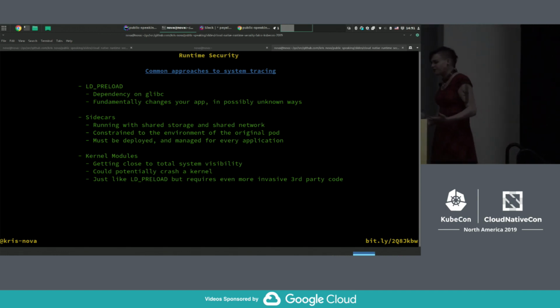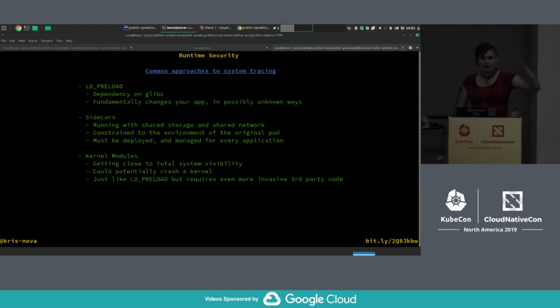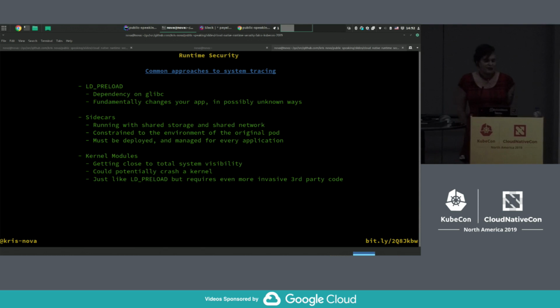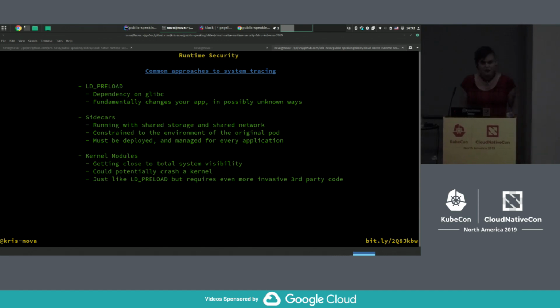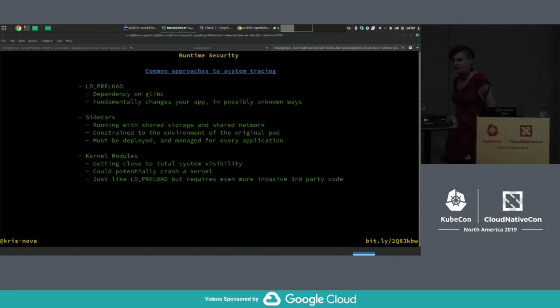There's a problem here. Who here has written Go? Okay, so Go doesn't use glibc, so right away that's not going to work here. So that was one of the things that we started to explore. And we said, okay, so LD preload is good, but it can be better. So the next thing we went and we said, okay, let's talk about sidecars.